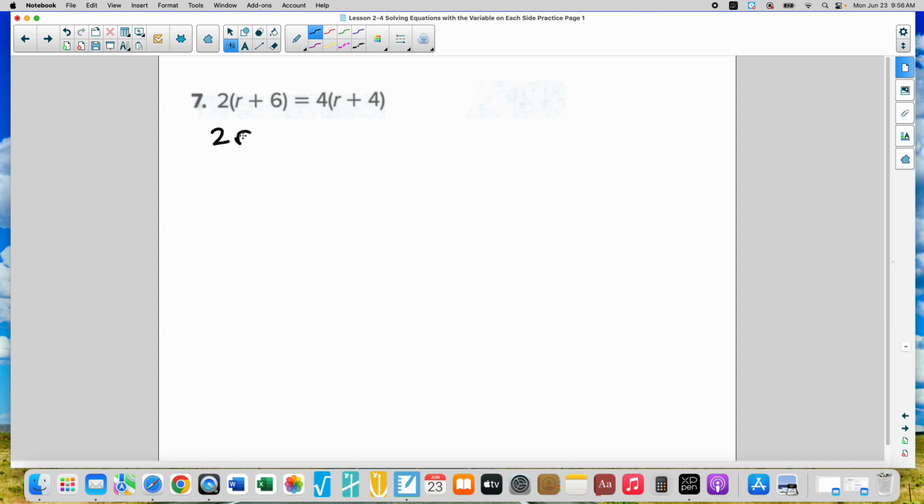So we're going to 2r plus 12 equals 4r plus 16. We're going to move the variables. 2r.